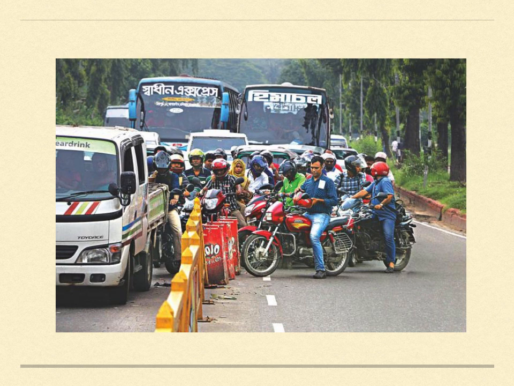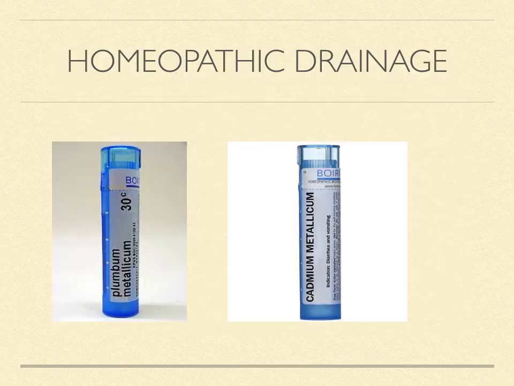The only exception to this rule of order or hierarchy of detoxification is perhaps when we use homeopathic drainage. So in homeopathy, we are able, of course, to take a substance, even a toxic substance, and to dilute it multiple times. So boron, for example, makes homeopathic lead, or plumbum, homeopathic cadmium, which I've shown on this slide.